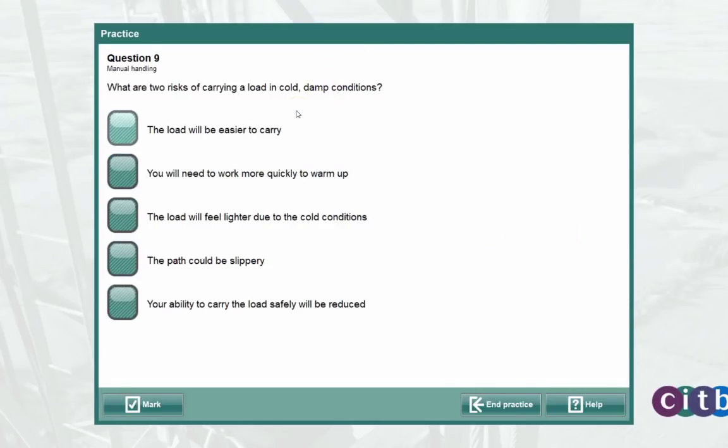What are two risks of carrying a load in cold, damp conditions? The load will be easier to carry. You will need to work more quickly to warm up. The load will feel lighter due to the cold conditions. The path could be slippery. Your ability to carry the load safely will be reduced.